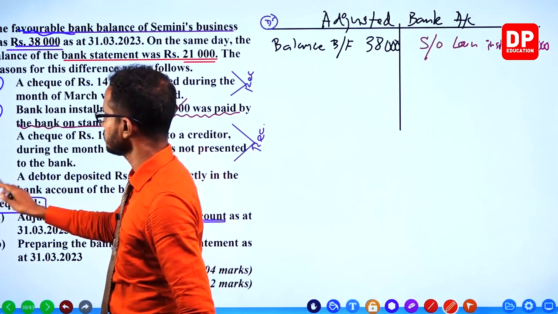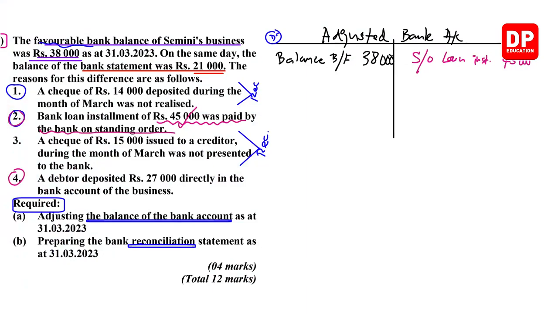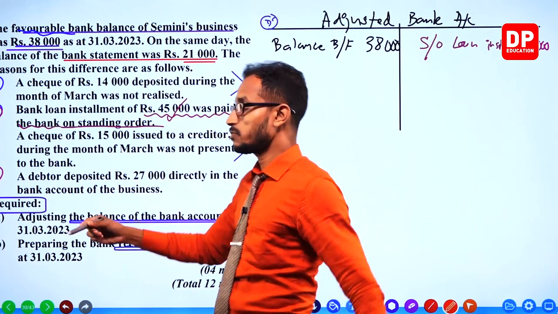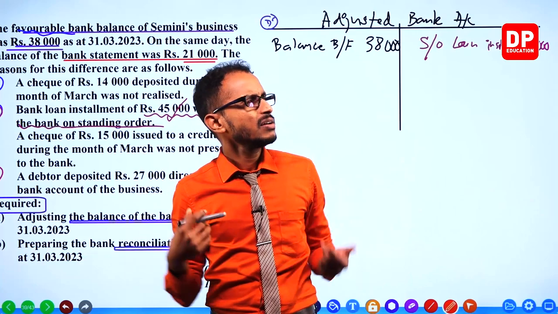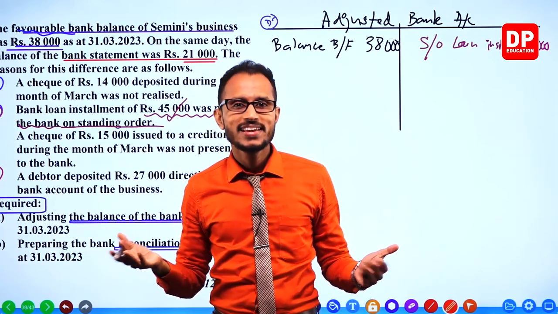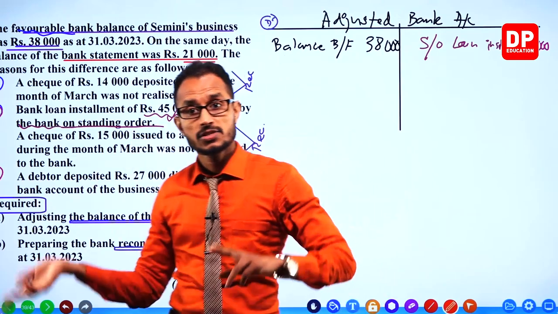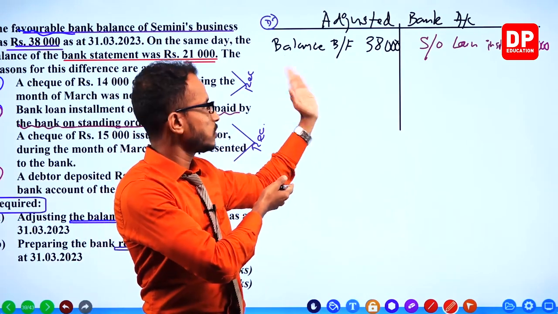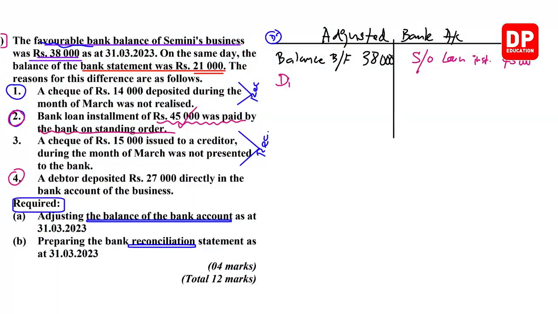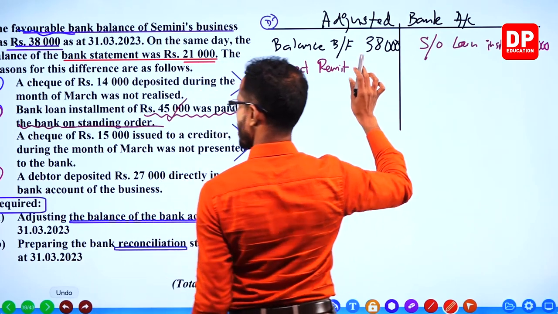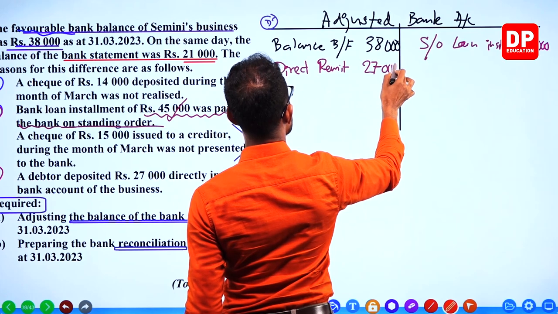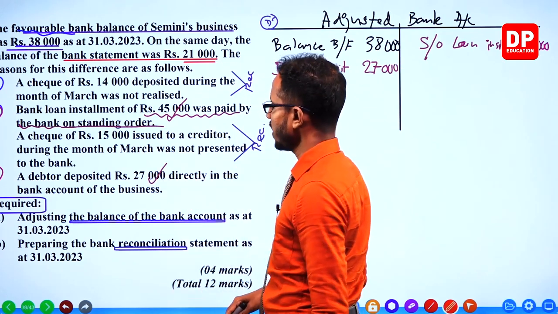Here we go, last item. Debtor deposited 27,000 directly in the bank account. We don't know who deposited money in our account. A debtor. The business people don't know. It's a direct remittance, so it's not in the bank account. That must be entered to the adjusted bank account. Direct remittances, I'll just write remit. How much is it? 27,000. Okay, we took this one too, and we're done with the items.